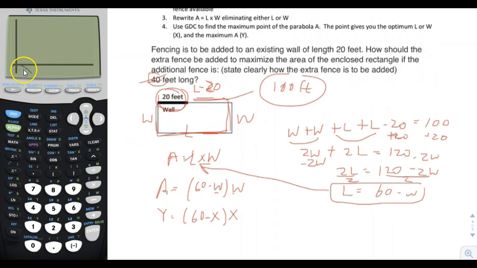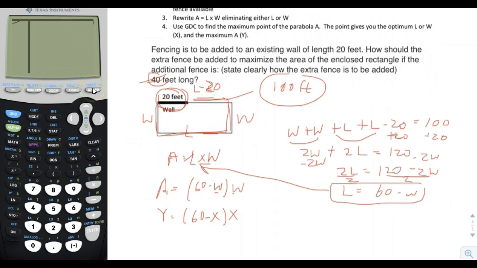Oh, it's too small. Let's do zoom fit. It's always the first thing we try. Actually, sometimes the first thing you do is zoom standard, but that's only when you have a very well-behaved problem that's small. Oh, look at that. The max might be off to the left. So let's go a little bit more to the left using window. We're going to change X-min to like negative 500. I think that'll do it.